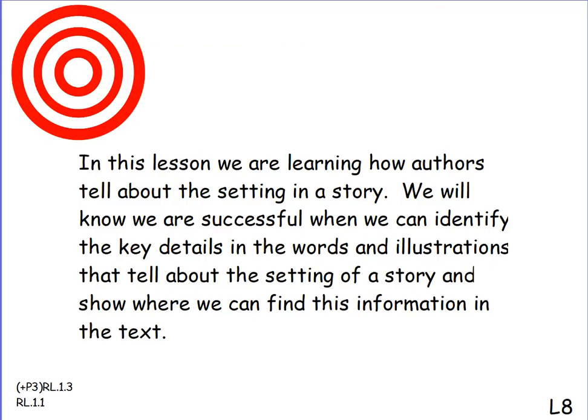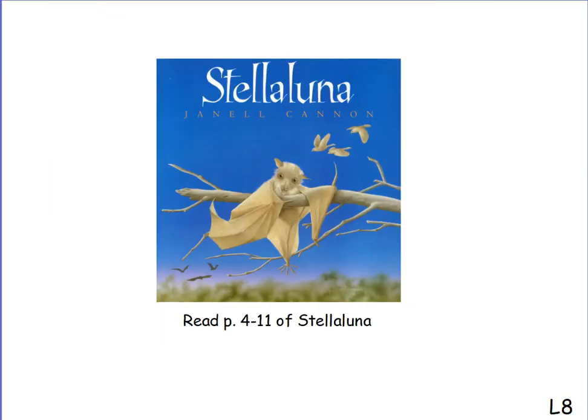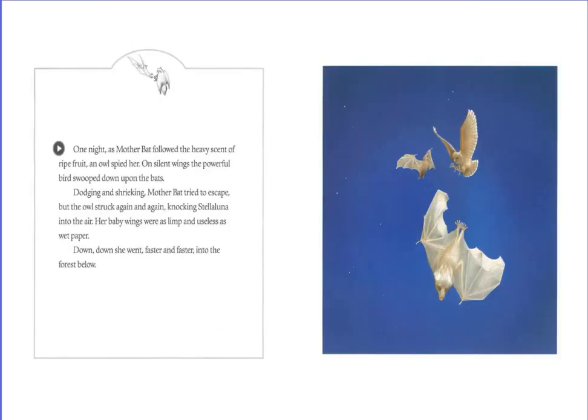Our learning intentions and success criteria for today says, in this lesson, we are learning how authors tell about the setting in a story. We will know we are successful when we can identify the key details in the words and illustrations that tell about the setting of a story and show where we can find this information in the text. Today we will be reading pages 4 through 11 of Stellaluna.